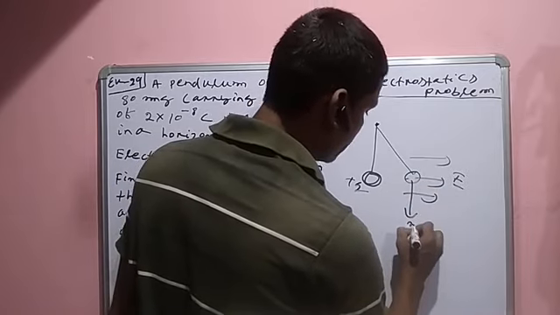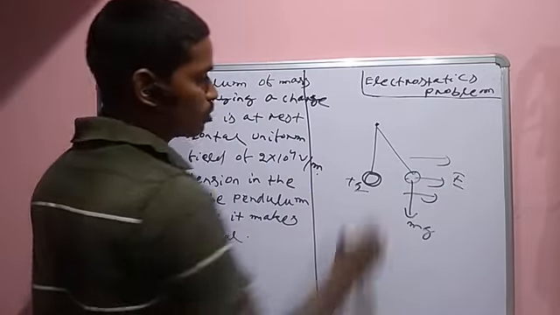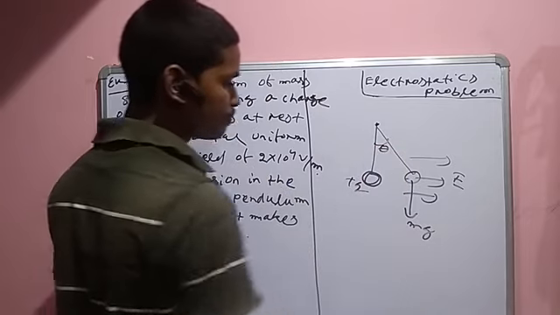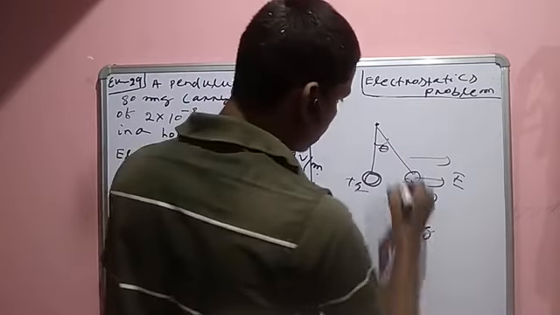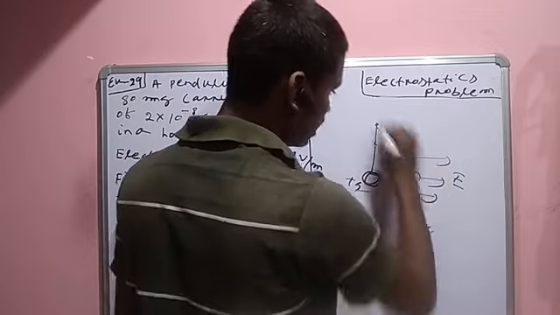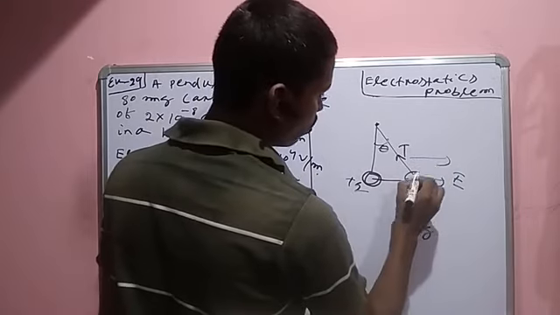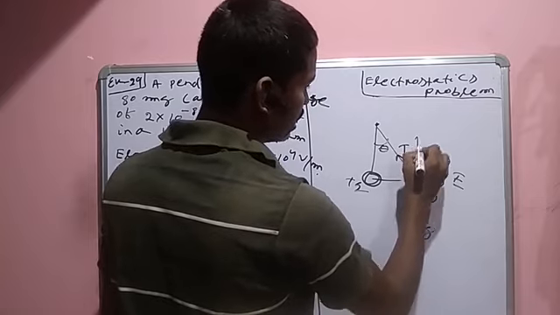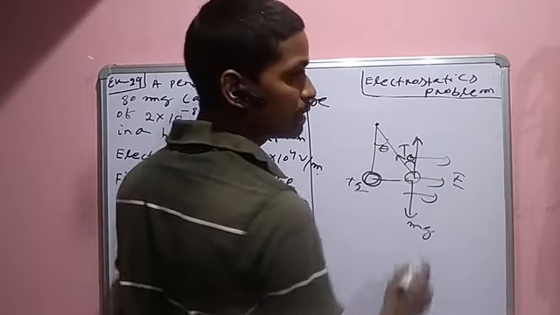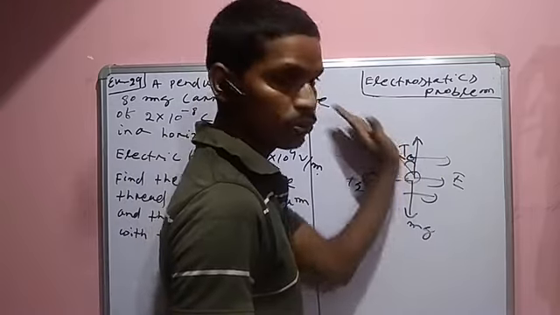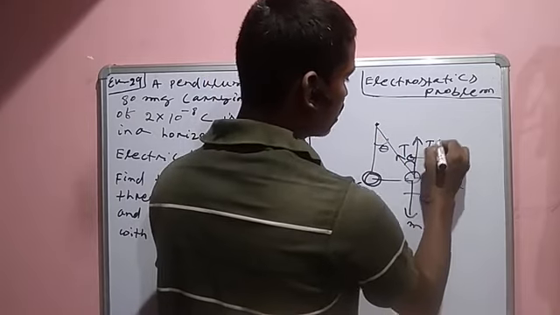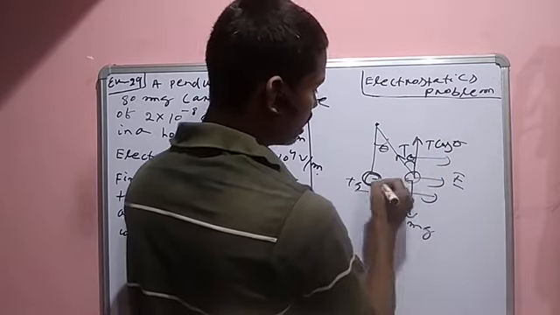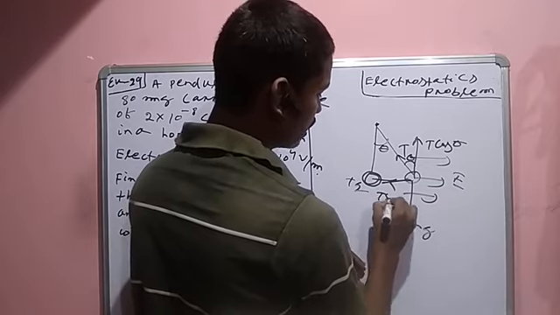This is the mg. Suppose this is the angle theta. This is the mg, and the tension T is in this direction, as we have already known. Then this is theta, this is also theta. This tension T has two components. One is vertical, T cos theta. One is horizontal, leftward, T sin theta.